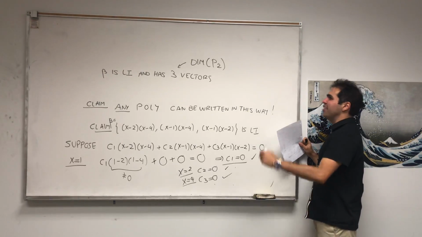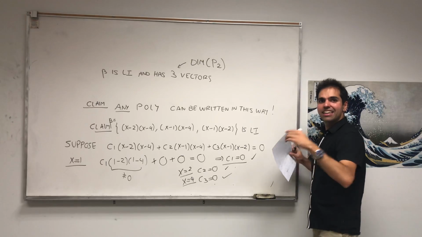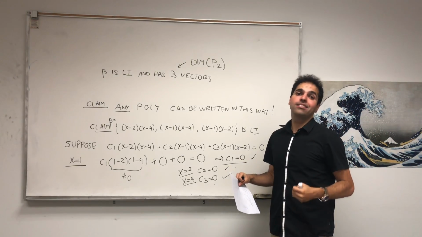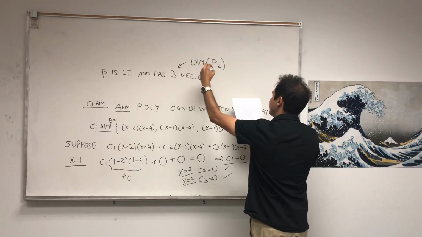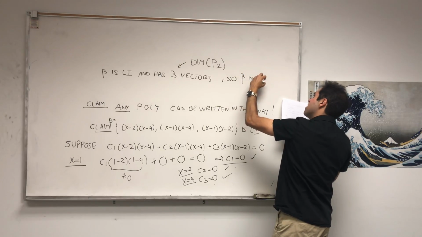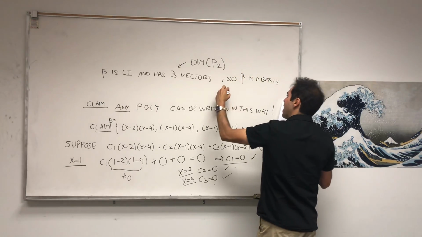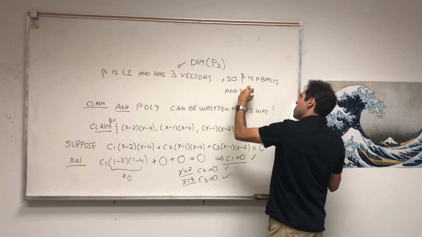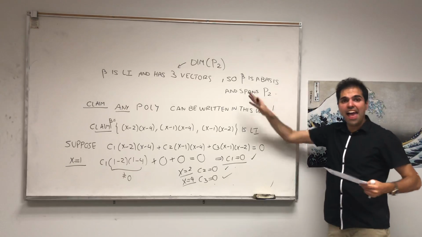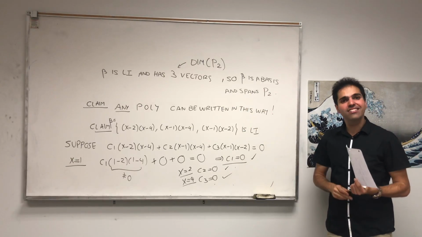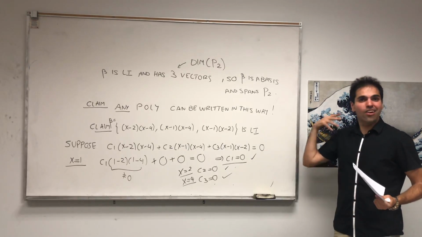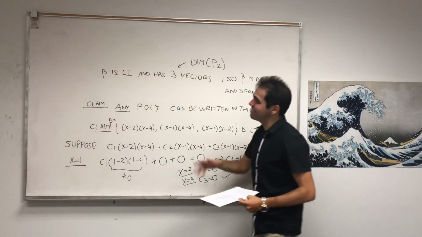So here's the cool thing. If you have a linearly independent set that has as many vectors as the dimension of your space, it spans, and therefore is a basis. So beta is a basis and spans P2. In other words, not only can any polynomial of degree less than or equal to 2 be written in terms of those Lagrange polynomials, but it can also be uniquely written, which is insane.